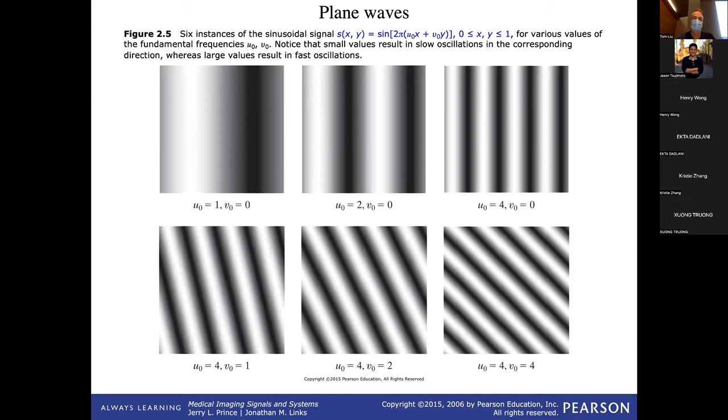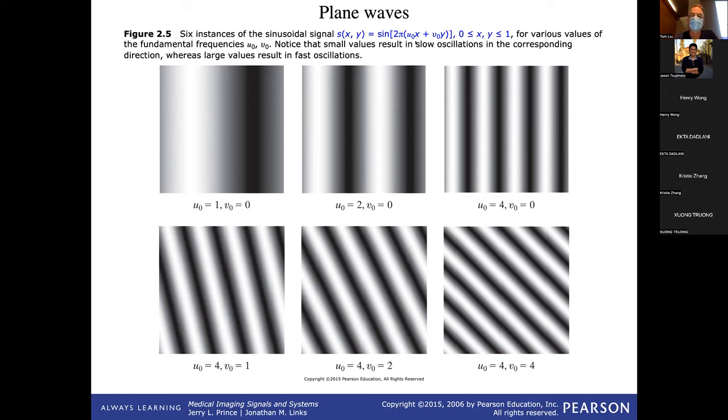So now we're going to look at another concept called plane waves, because we use these a lot, or we think about these a lot. So let's look at this. I'm sorry it's so tiny. Can you see that at the back? But so here's a function in the plane, s(x,y), defined over the plane. And that function is sine of 2 pi (mu naught x plus nu naught y) inside the argument of sine.